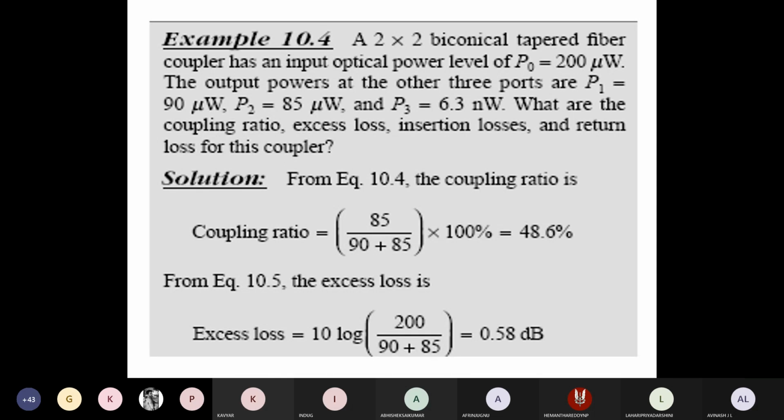Similarly, excess loss is given by 10 log P0 divided by P1 plus P2. Replace the value of P0: 200 microwatts divided by P1 plus P2, 90 plus 85. You will get 0.58 dB. Replace this, all of you.